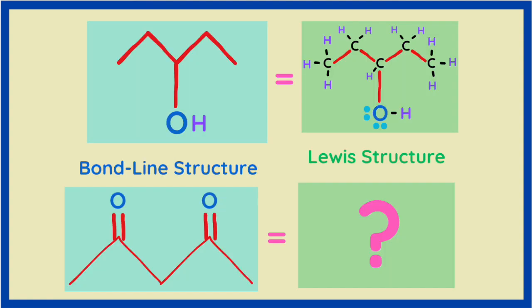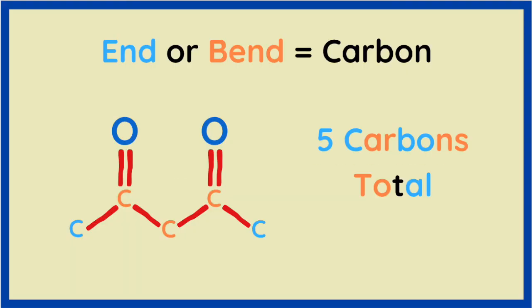In fact, our molecule is in bond line form, a summary model, so we'll need to convert it into a Lewis structure to reveal the missing atoms and features. If we look at this molecule up here, the ends and bends are carbons, and they may or may not have hydrogens directly attached to it. Likewise, the ends and bends of this molecule are carbons, so there are 5 total carbons for this molecule. 1, 2, 3, 4, 5.